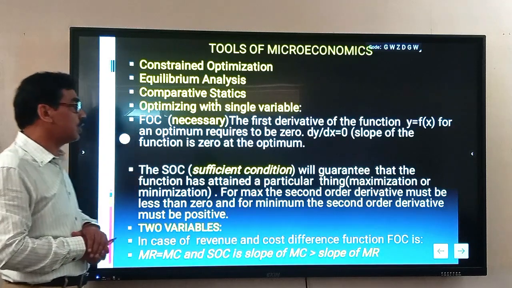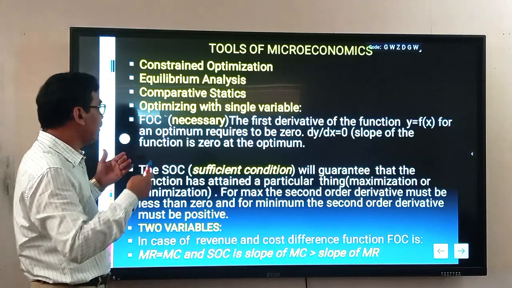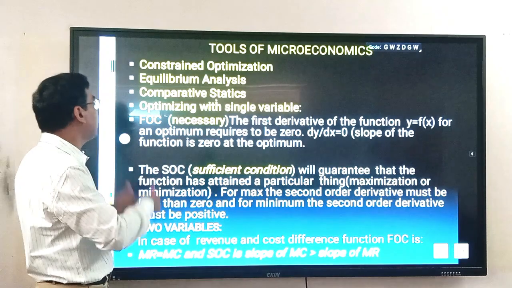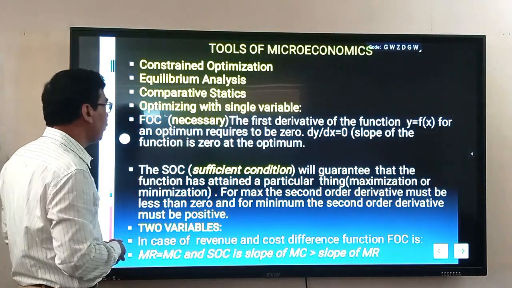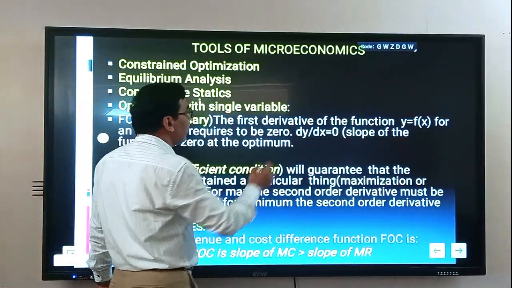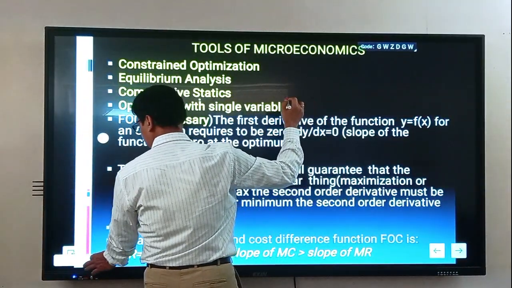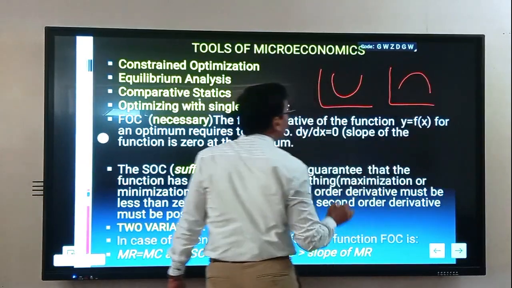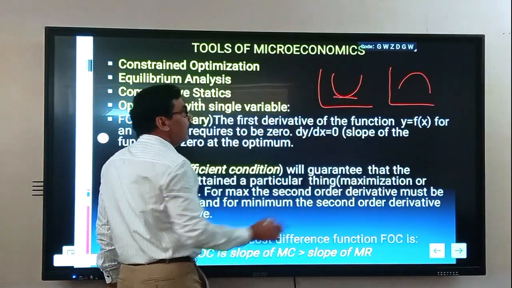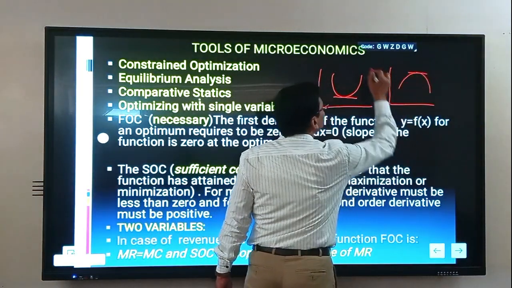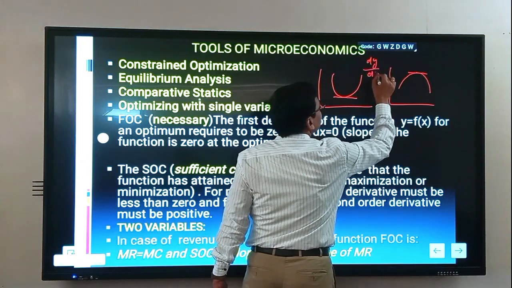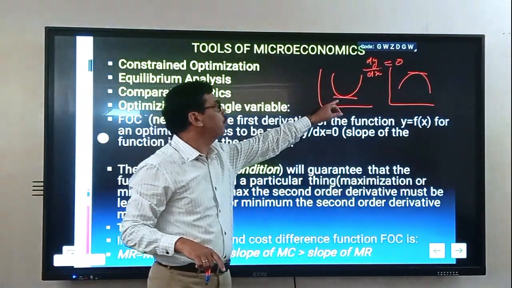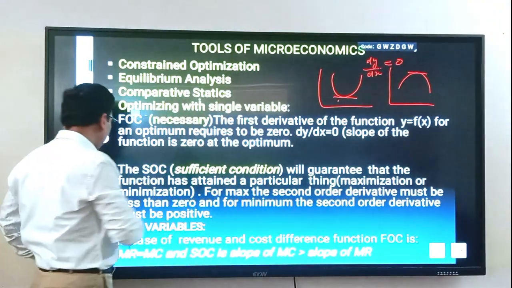Similarly, there is the second order condition, because we may have the first order condition satisfied, which meets the necessary condition, but it is not sufficient. We do not know whether it is a maximum or a minimum. So, for example, suppose I take a U-shape function, or an inverse U-shape function. Here the first order condition is satisfied, and it is also satisfied here. Here dy by dx is equal to 0. But this condition does not say whether the function is at a minimum or maximum. Therefore, we have to go for the second order condition.